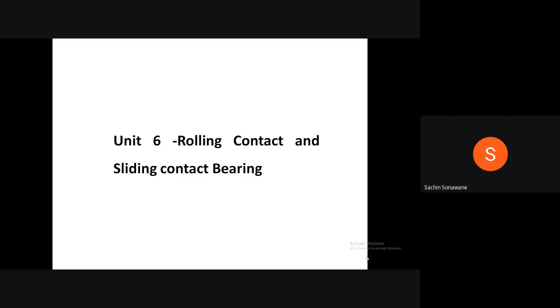Therefore, there are different types of bearings we have seen. Plumber block was there, footstep bearing was there. Footstep bearing is used to support vertical shaft. Then solid booster bearing is there. You have drawn freehand sketches in the machine drawing subject also. Therefore, we will see its theory and related problems.